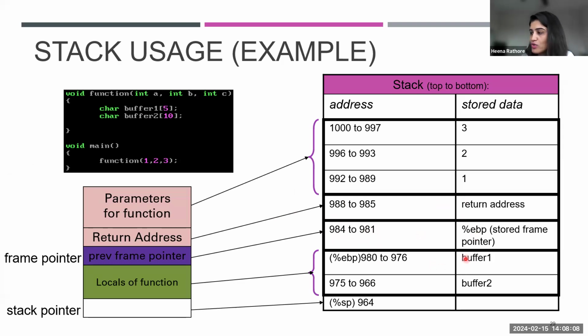Then we are allocating memory for buffer 1, which is of 5. So 780 to 976. Once again, if you see, the memory address is getting reduced from a higher memory address to a lower memory address. Then buffer 2 is taking 10 bytes because of these 10 values. So 975 and 966. And the stack pointer then comes to 960 of 4.